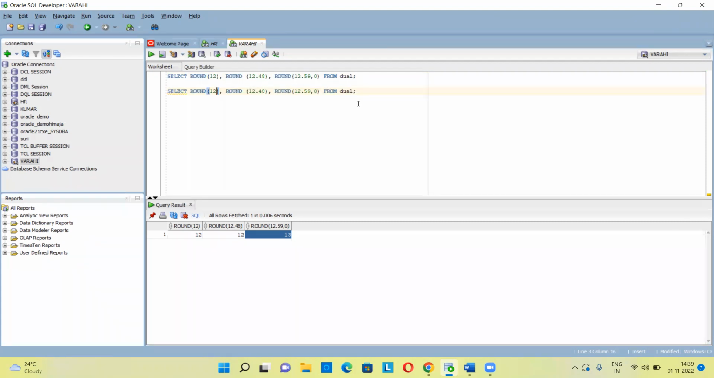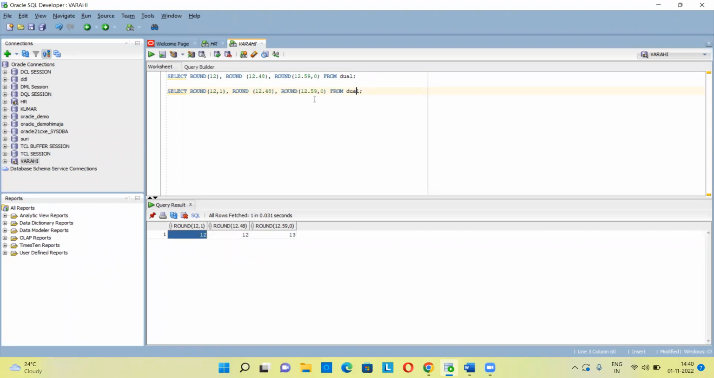Let me do one thing. Now, the first example in the second line. Round off 12, 1. What will be the output? I need 1 decimal in my output. Okay. So I am passing the second parameter as 1. Right? So it means I need 1 decimal in my output. Of course, in my input, I don't have any decimals. So no problem. It will just return 12 only, right? Yes, it is 12. Good.